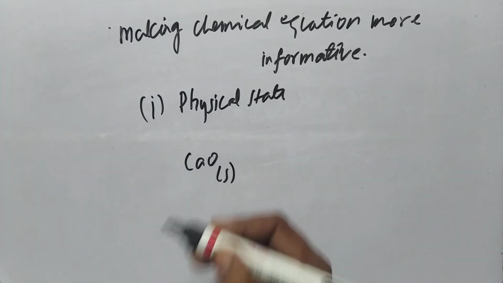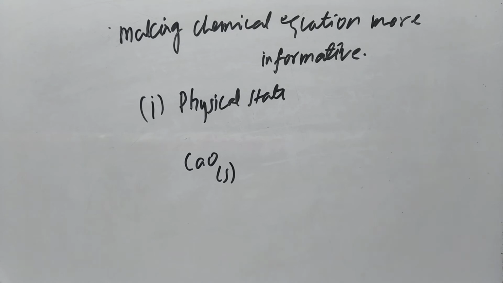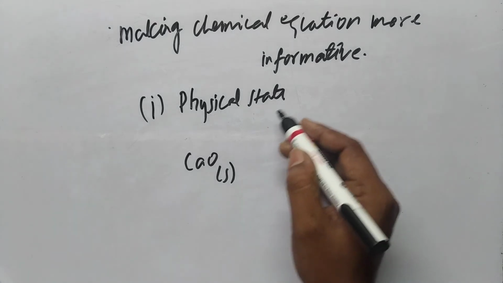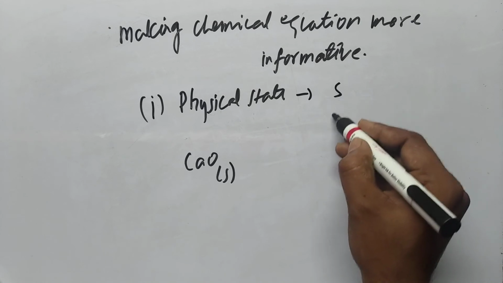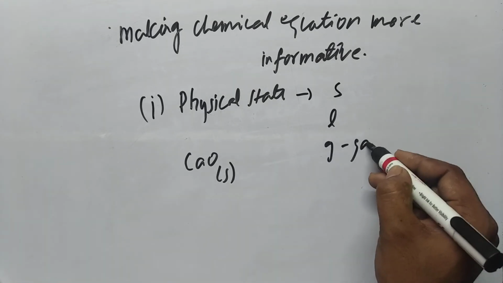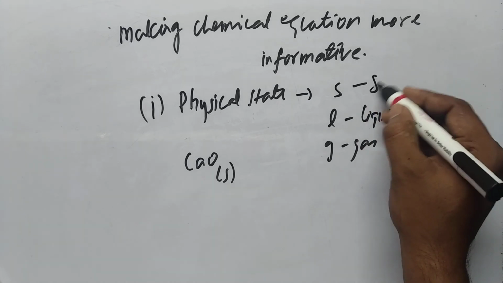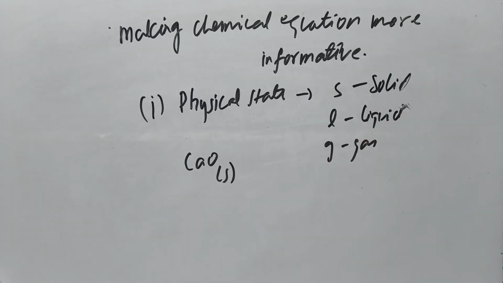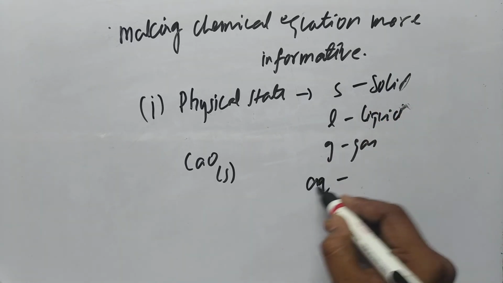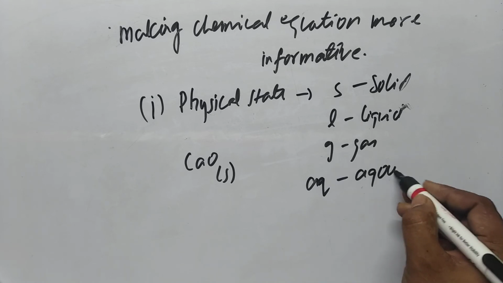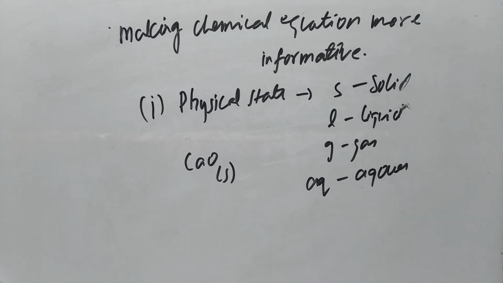Its physical state is solid. Some of the compounds or substances are combined with water. Physical states are of three kinds: solid, liquid, gas. For gas we indicate G, for liquid we indicate L, for solid we indicate S. If any substance is present with water, we write aqueous. So this is the first one, expressing their physical state.